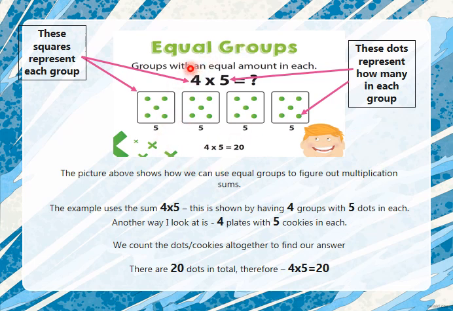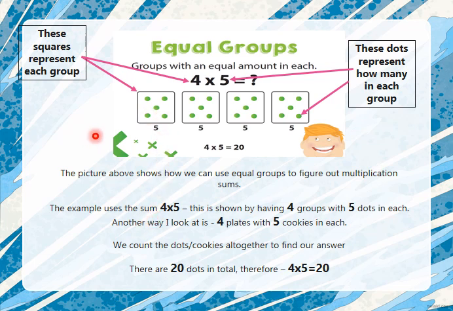The first part of our times table, the number 4, represents each group. So we have 4 plates or 4 groups, 1, 2, 3, 4. And we have 5 dots or 5 cookies in each plate. 1, 2, 3, 4, 5.